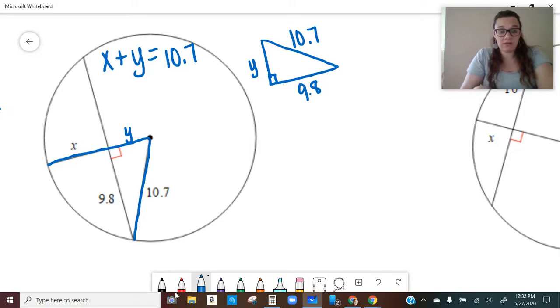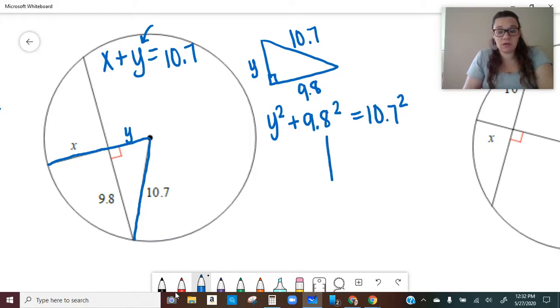So let's solve for y first, like I said, then we'll plug it in here, and we'll have x, so two-step problem. All right, let's jump in. We've got a squared plus b squared equals c squared. In this case, I've got y squared plus 9.8 squared equals 10.7 squared.